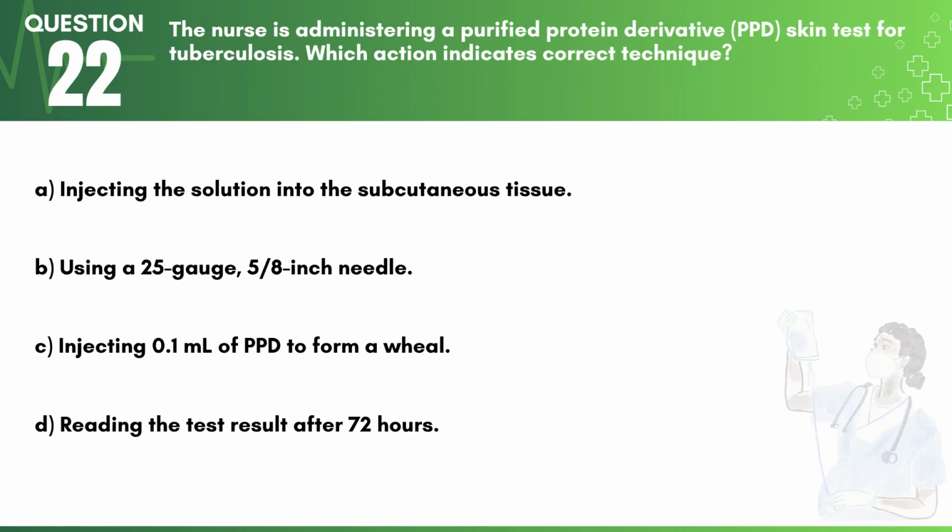Question 22. The nurse is administering a purified protein derivative, PPD, skin test for tuberculosis. Which action indicates correct technique? A. Injecting the solution into the subcutaneous tissue. B. Using a 25-gauge, 5/8-inch needle. C. Injecting 0.1 milliliters of PPD to form a wheal. D. Reading the test result after 72 hours. Answer: C.